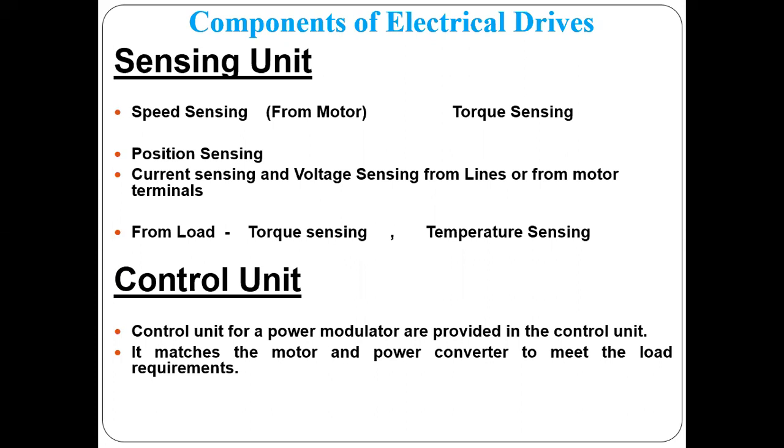Now the control unit, as we already discussed in the block diagram. The control unit for the power modulator is provided in the control unit. It controls the motor and power converter to meet the load requirement. That means whatever the desired requirement of the load is, the control unit can match the motor and power modulator to it. These are basically the functions of all the components of the electrical drive.